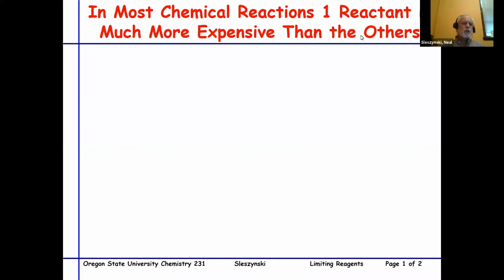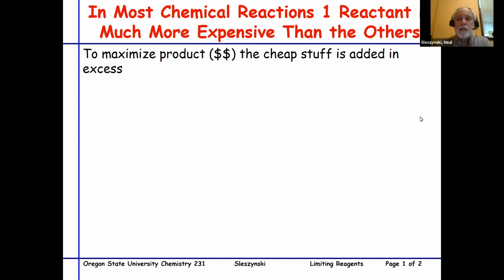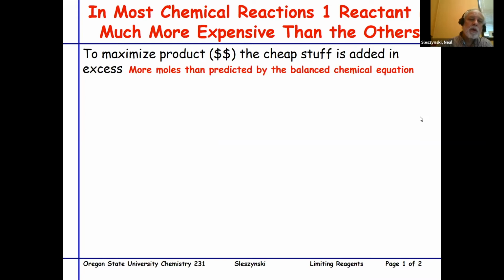This is a short tutorial discussing the concept of limiting reagents. In most chemical reactions in the laboratory, one reactant is far more expensive than the others. To maximize the amount of product that we get from this reaction, which of course in industry means money, whatever the cheap reactants are, they are added in excess.